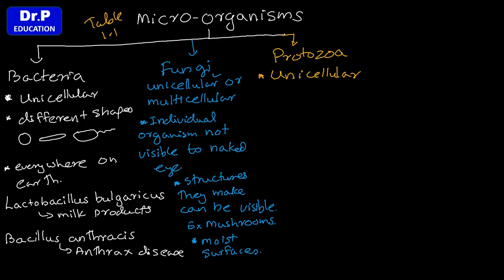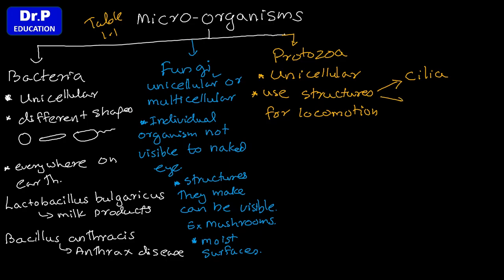Now, protozoans use various structures for locomotion. What that means is that to move around, they use various structures. What are these structures? We call them cilia. Flagella is another type of structure.